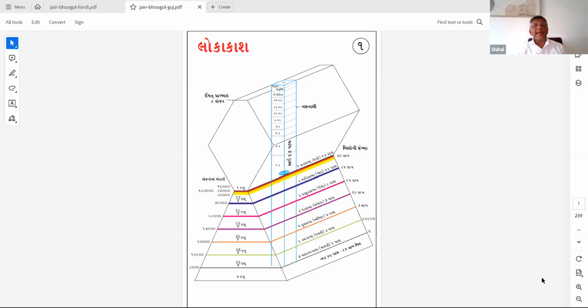When you become a Sid, you leave the body behind and your Atma travels all the way up to the Sidsila. So only humans can travel to the Sidsila. So the Sidsila does not exist outside the Manushya Lok. Outside the Manushya Lok, there's only Tiryanj. So Tiryanj can't go to the Sidsila.